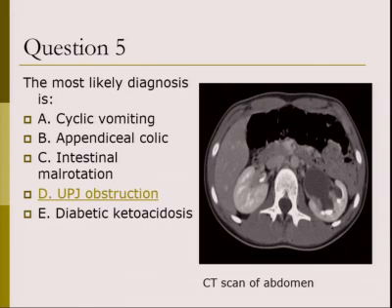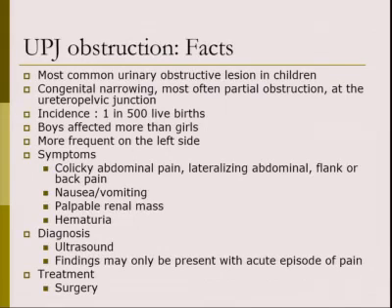UPJ obstruction is one of the most common causes of lateralizing pain, and obviously this pain radiates into the flank, which is most consistent with this diagnosis. UPJ obstruction is the most common cause of a urinary obstructive lesion in children. It represents a congenital narrowing and most often partial obstruction of the UPJ region. You can have intermittent symptoms so that you may occasionally miss this at initial diagnosis if the patient is asymptomatic, and it's best to make this diagnosis when the patient is having pain.